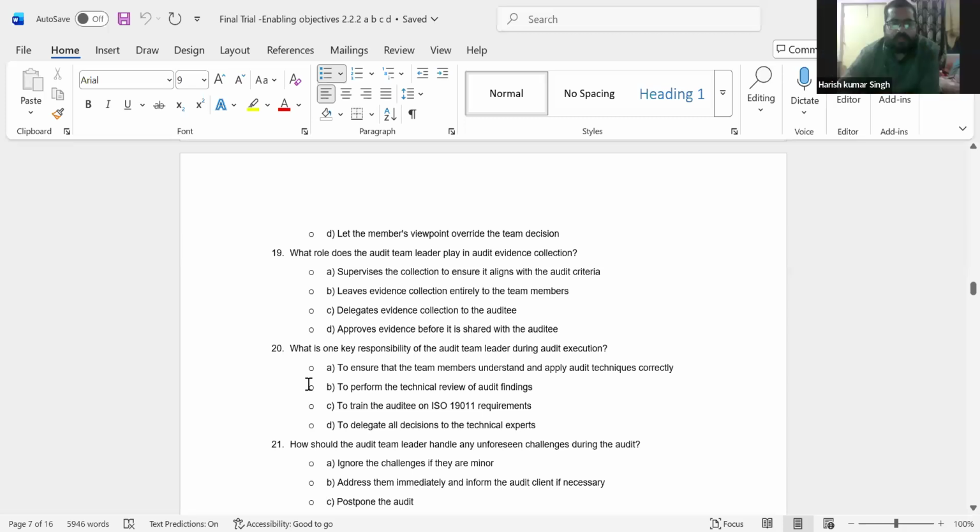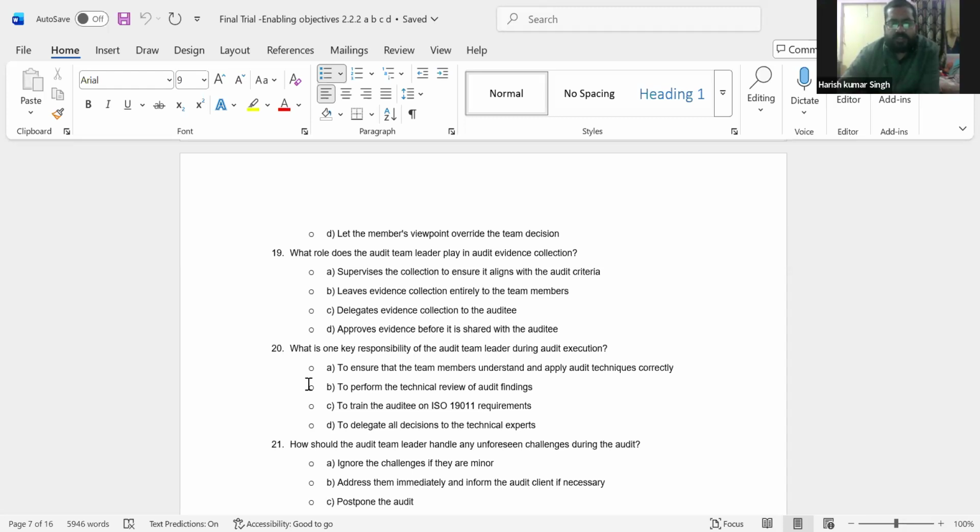Yeah, 19th. What role does the audit team leader play in audit evidence collection? A. Supervises the collection to ensure it aligns with the audit criteria. B. Leaves evidence collection entirely to the team members. C. Delegates evidence collection to the auditee. D. Approves evidence before it is shared with the auditee.